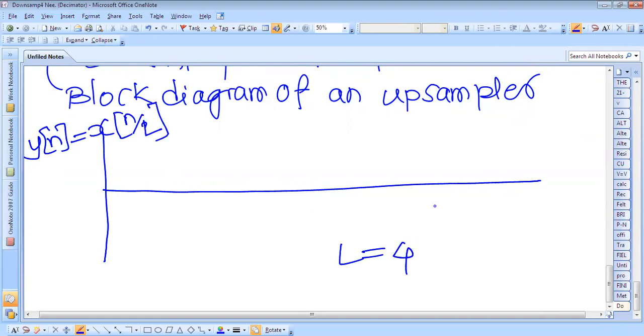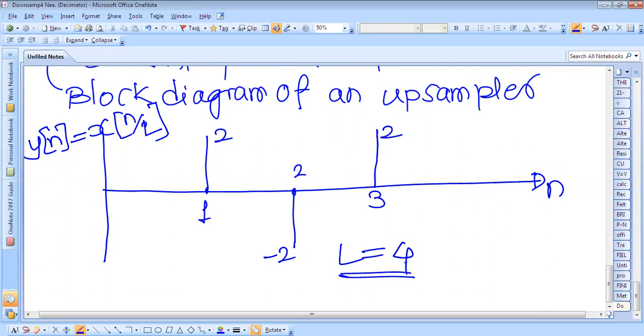L is 4, and therefore for upsampling, for each sample of x of n, the interpolator factor includes L minus 1 zeros. Therefore, the signal is given like this. It is 1, this is 2, this is 3. So this is your output function, which is equal to y of n, x of n by L. So here we are taking L is equal to 4.